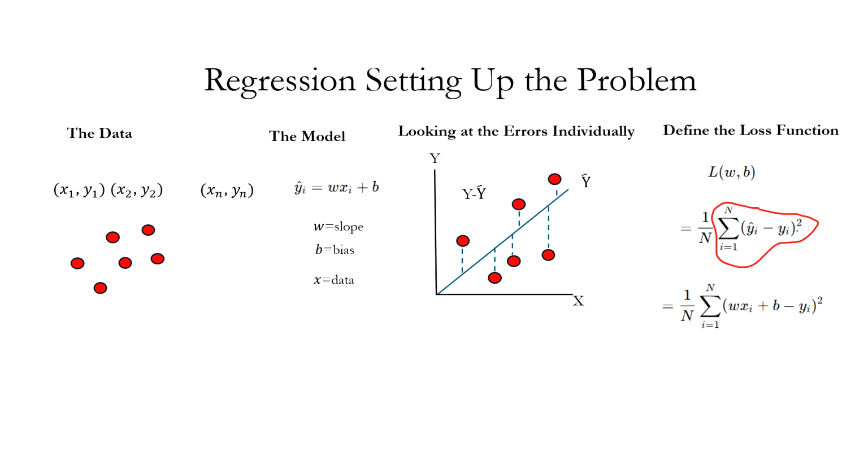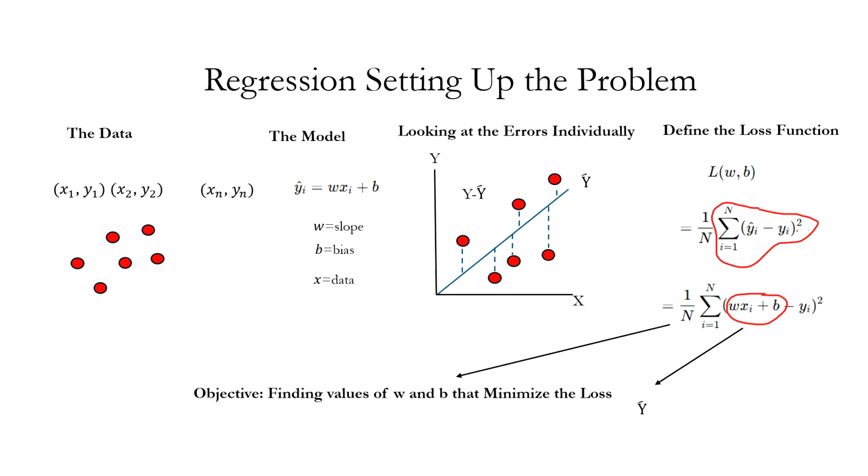Now we've got 1 over n times wx plus b, right? That's the y hat minus yi, right? And that's y hat. And that's the objective. The objective is to find values of w and b that minimize the loss, so that y hat comes close to yi, where the error equals 0.